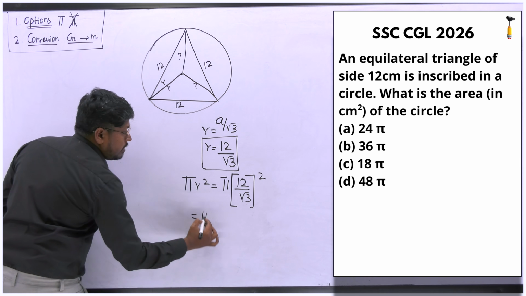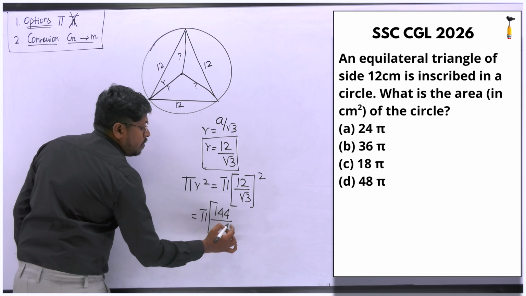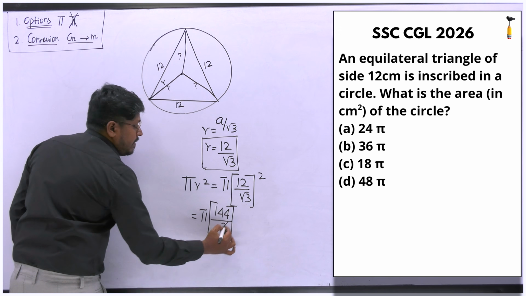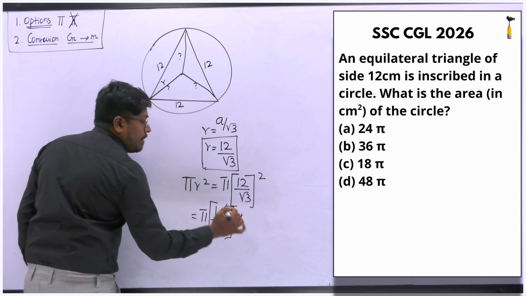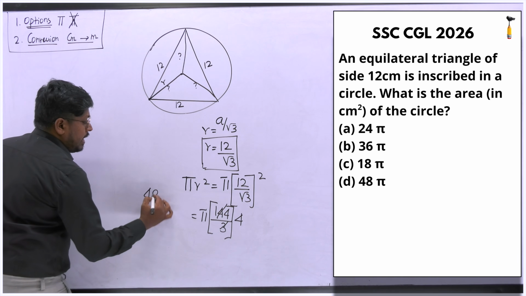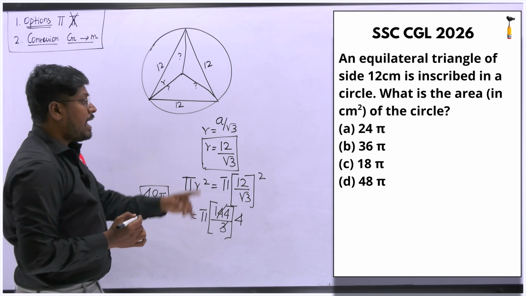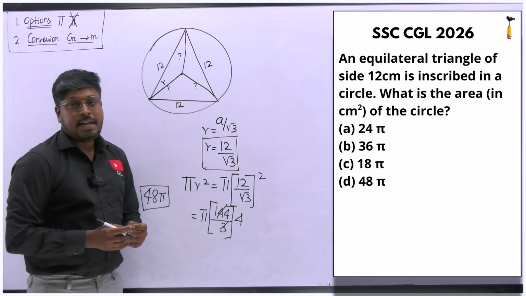So pi, 12 square will be 144, divided by root 3 square, which will be 3. So we can cancel it. 4 3s are 12, remaining 24, 8 3s are 24. So 48 pi. So this will be the answer. Yes, we have option number D, 48 pi.